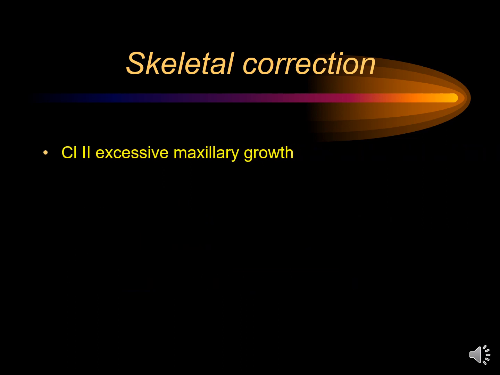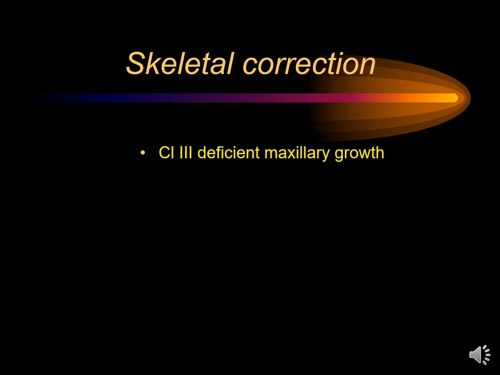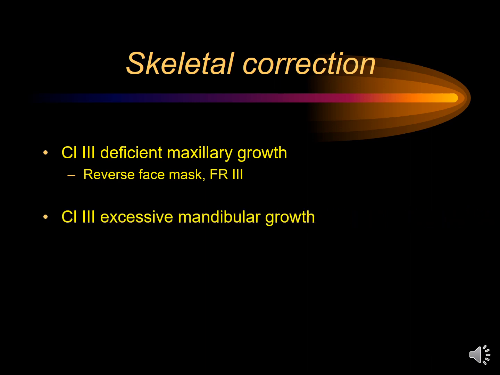In class 2 excessive maxillary growth, we can use a face bow with a headgear. In class 2 deficient mandibular growth, we can use myofunctional appliances. In class 3 deficient maxillary growth, we can use a reverse face mask or Frankel regulator 3. In class 3 excessive mandibular growth, we can use a chin cup with headgears.